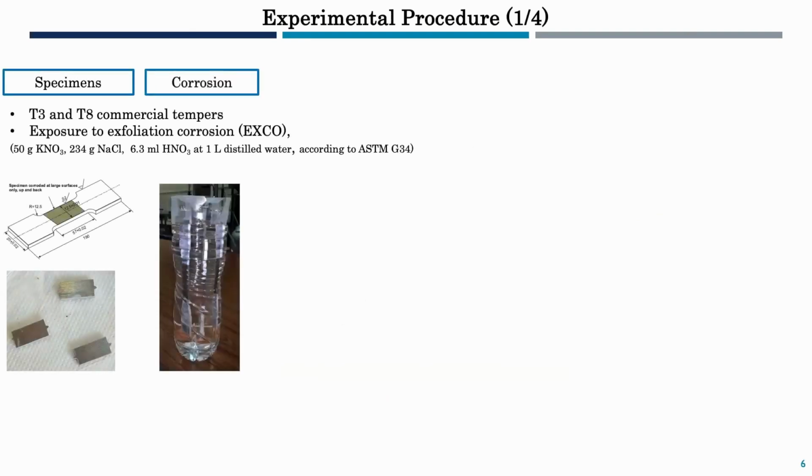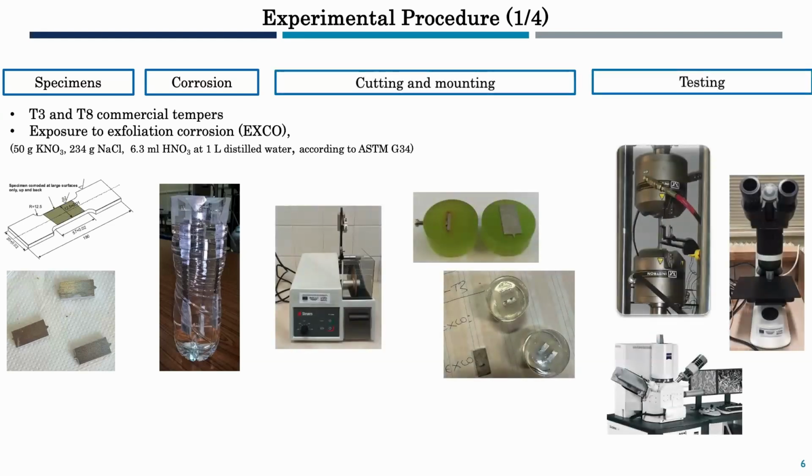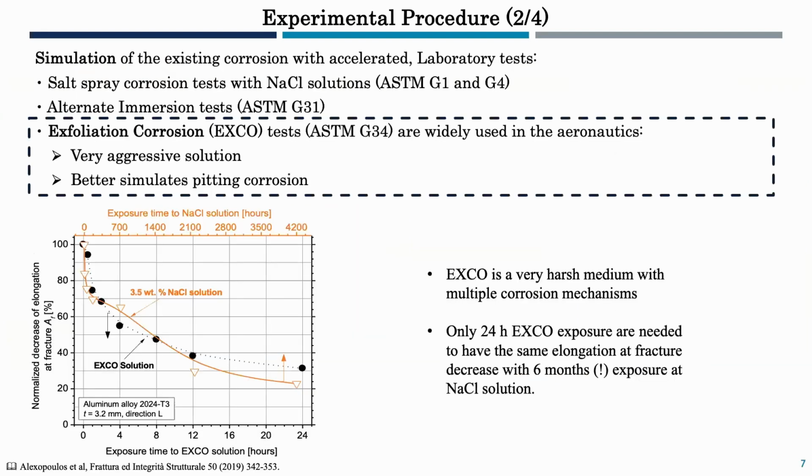We checked two different tempers, the T3 and T8 commercial tempers. The T3 is more flexible, more ductile, and has more plastic deformation capabilities, while T8 has more strength capabilities. Typically, we look at the cross-section and also perform some metallographic analysis. We have used EXCO, exfoliation corrosion, according to the standard. It's a very aggressive corrosion electrolyte.